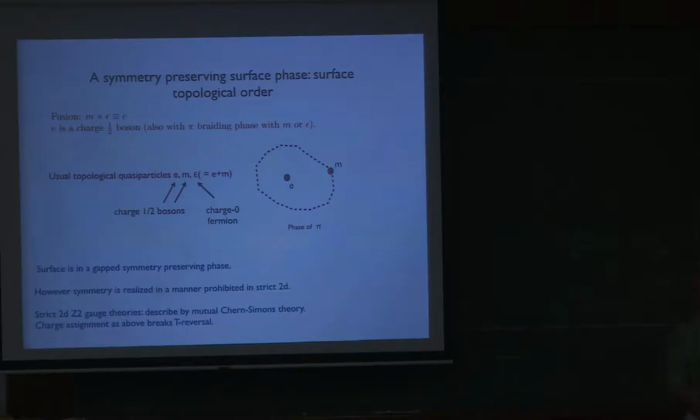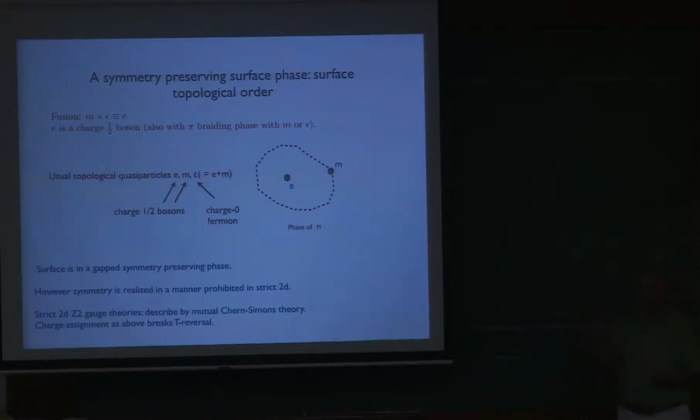Is there a way to see that you aren't allowed this charge assignment without using the Chern-Simons terms? Yeah. There is a way to see it by doing the monopole argument too. It's actually very nice to see it that way. It's very physical. Imagine you insert a monopole from the vacuum into the interior of this system, right? And as the monopole goes through, you change the electromagnetic flux by 2 pi.